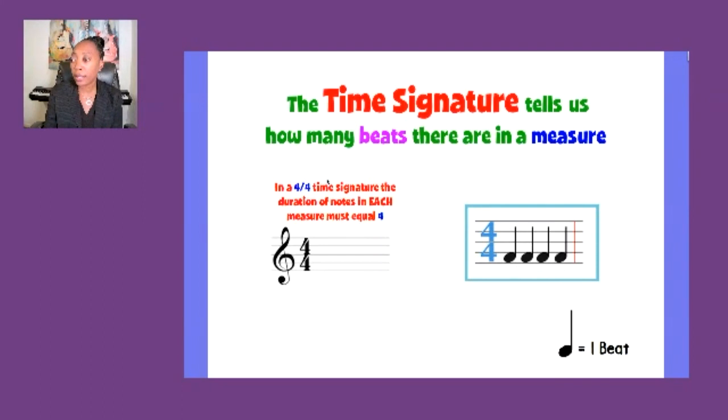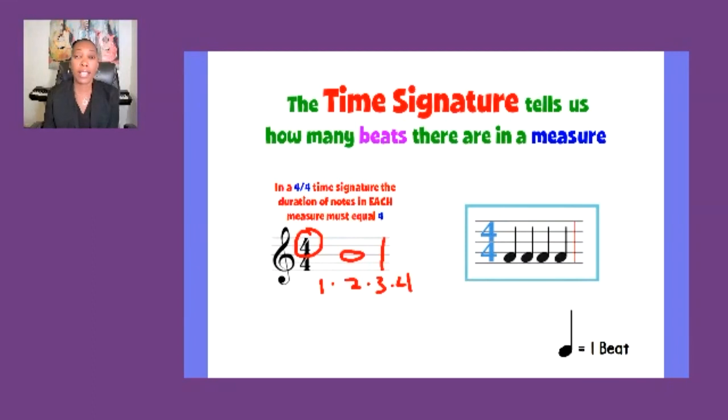So in a 4-4 time signature, the duration of notes in each measure must equal four. And what does that really mean? So if I was to take my pencil and draw a whole note here, right? We know a whole note gets four beats. So that would complete that measure. One, two, three, four. Okay. Ta. And that is a complete measure. Everything equals four beats. This top number tells us that every note in the measure should equal four beats.